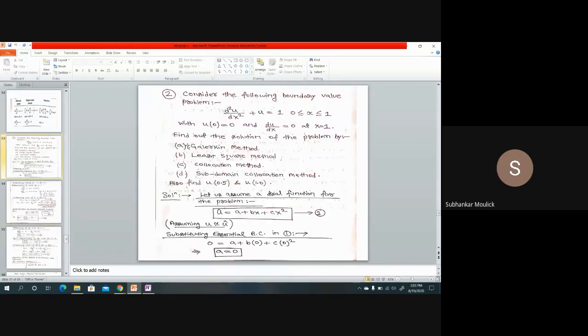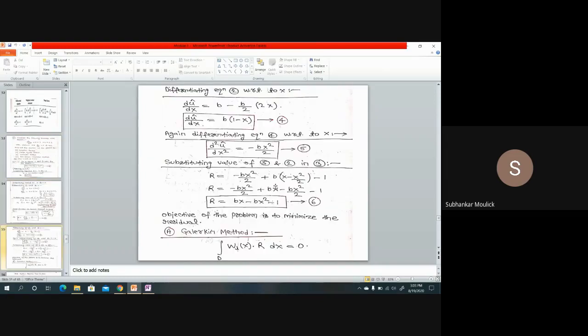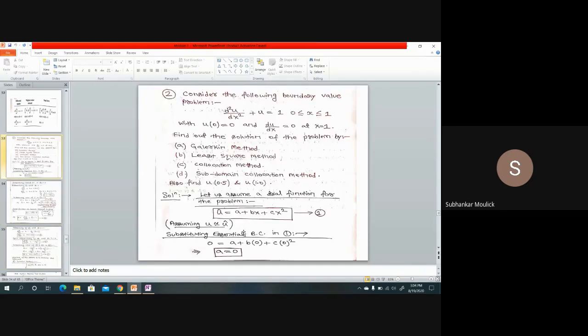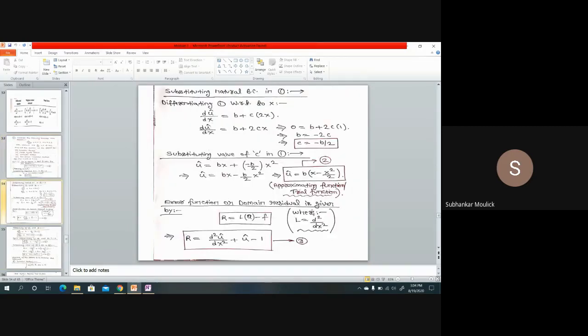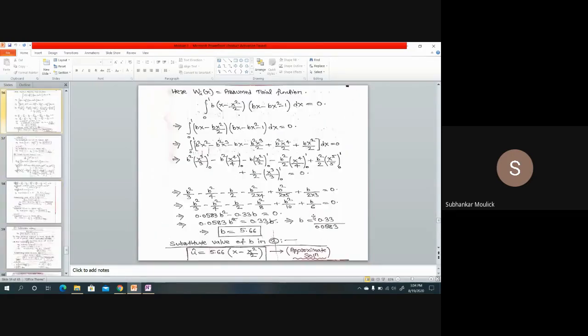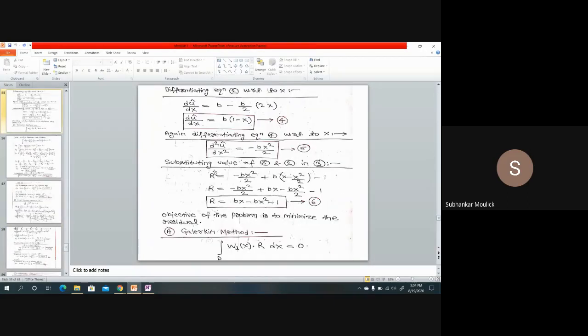So let us apply the first method, that is Galerkin method. According to Galerkin method, we know that the integral over the entire domain of the weighted function wi of x multiplied by the residual is equal to 0. My domain in this question is varying from 0 to 1. So it will be integral 0 to 1 of wi of x, which is the weighted function.